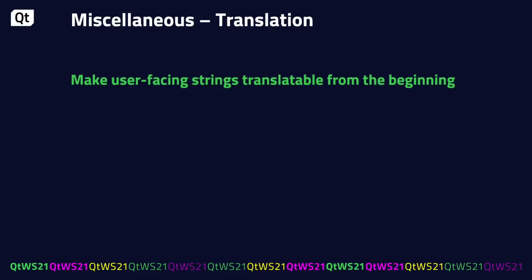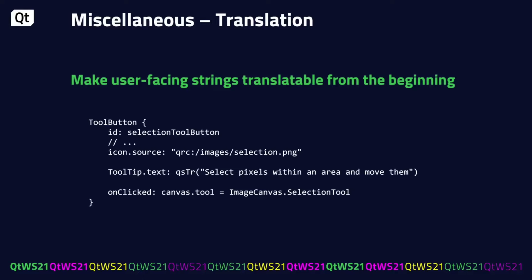Another tip is to make user-facing strings translatable from the beginning. Here we have a tool button, and it's got some tooltip text that is made translatable with the use of this qsTr function.